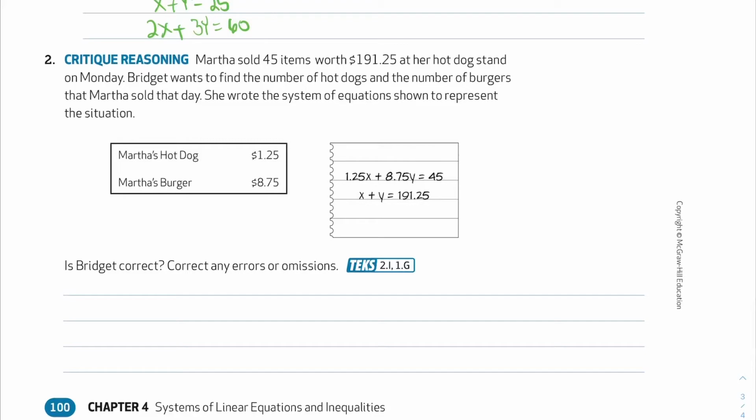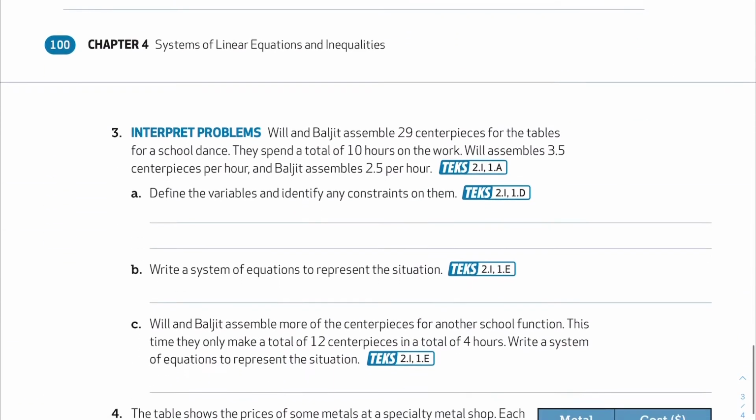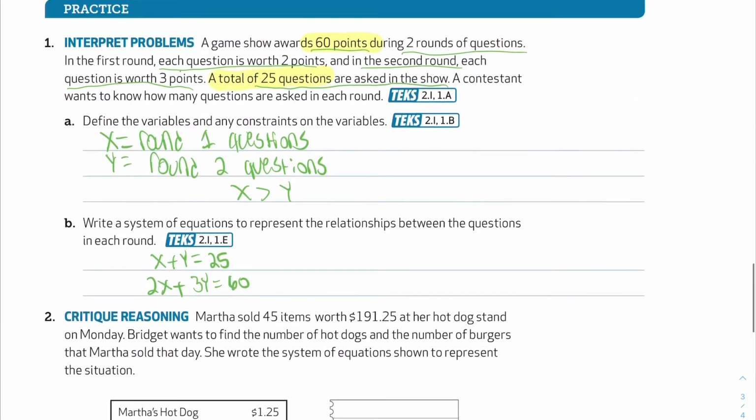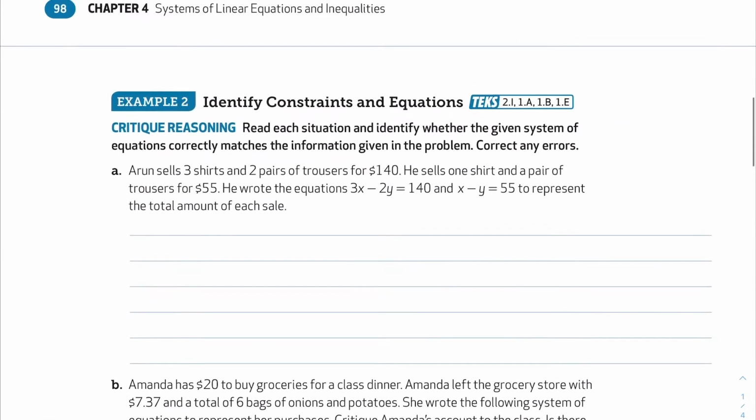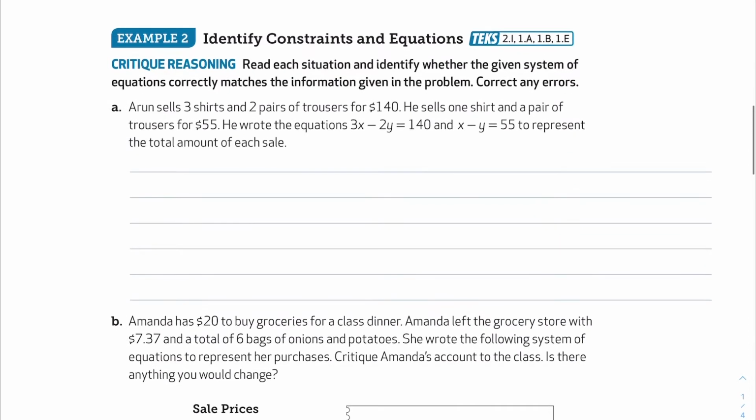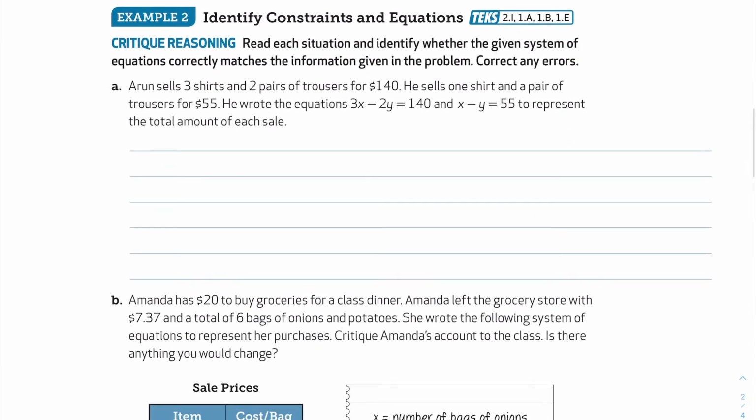It's going to be your assignment to do questions 2 and 3. But before I trust you to actually be able to do those, let's go back and do one more example together. And that's example 2. In example 2, we need to read the situation and see if there are any errors. And if there's a mistake, we need to fix it.